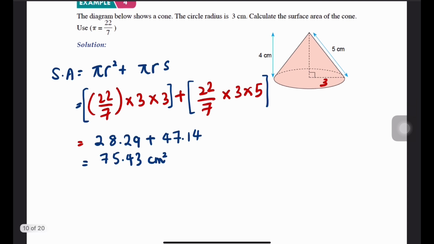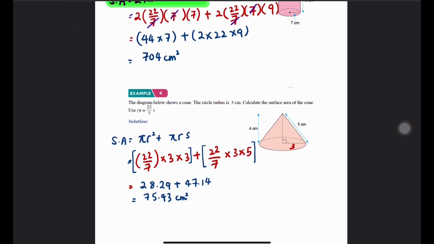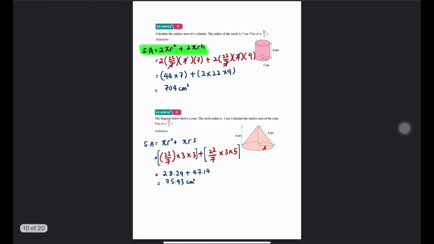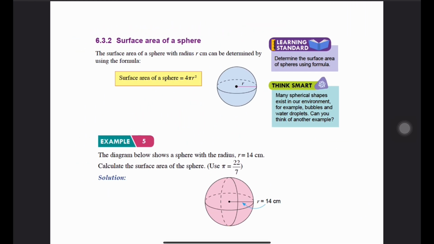Okay, any problem so far? Okay, so that's it for this first subtopic of today. Okay, let's move forward to the next subtopic, 6.3.2. Okay, with the learning standard, determine the surface area of sphere. Okay, using formula. Okay, memang khas subtopik ni untuk sphere sahaja.